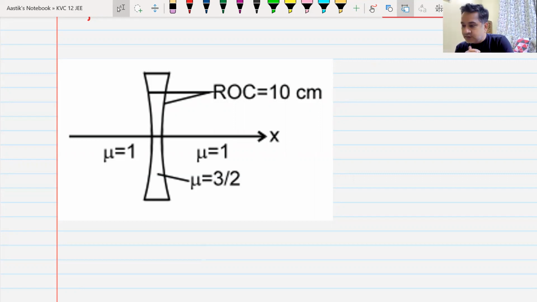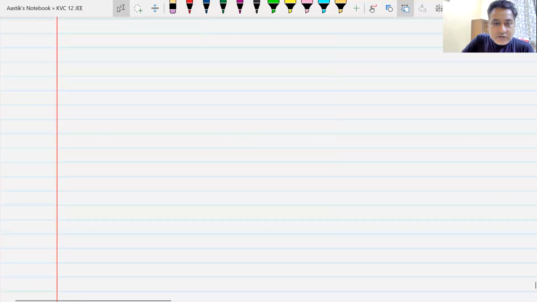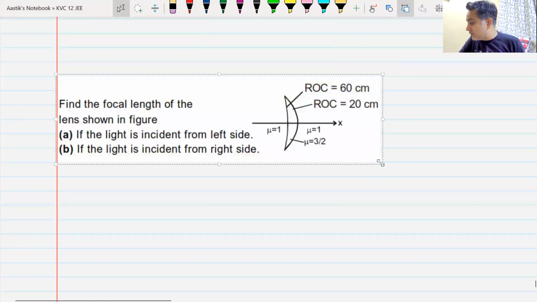minus 10. So you don't have to calculate it. Once you get used to it, you will understand this is a double concave lens, everything is the same, so it has to be minus 10 centimeters. Do we understand this? This is how you become fast. You just use what you have learned, and you learn it by doing a lot of practice. That's it. Here comes the next question.